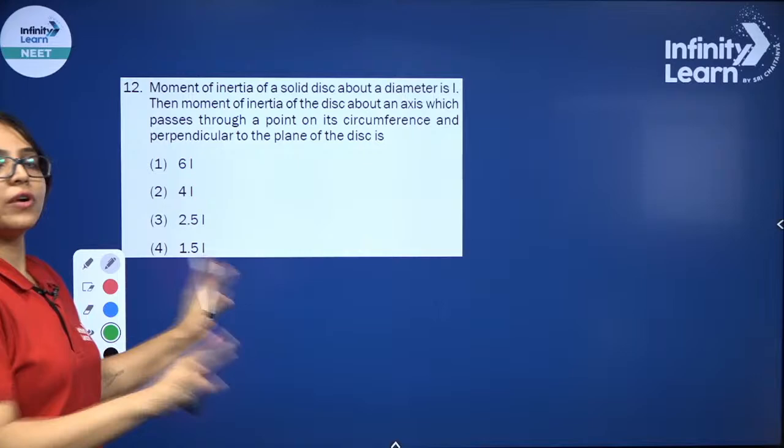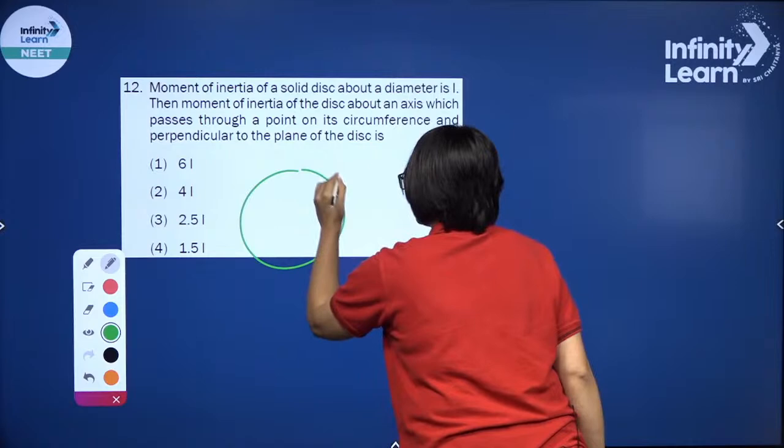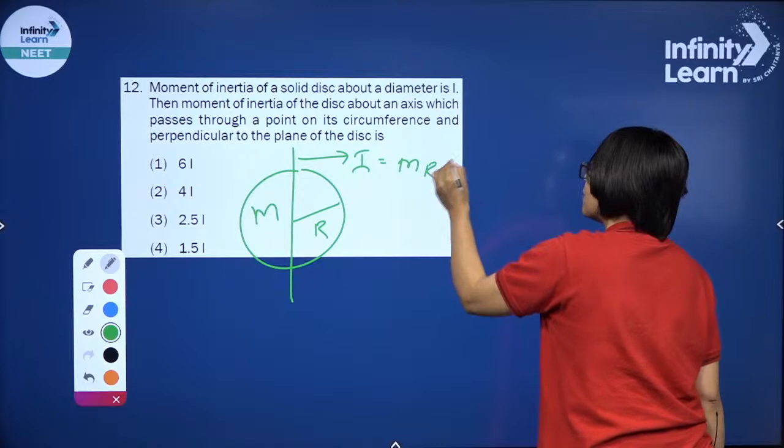चलो आगे बढ़ते हैं क्वेश्चन नंबर 12 की तरफ. मोमेंट ऑफ इनर्शिया ऑफ अ सॉलिड डिस्क अबाउट अ डायमीटर इज I. ये सॉलिड डिस्क है, उसके डायमीटर के अबाउट मोमेंट ऑफ इनर्शिया I है. अगर मैं R रेडियस ले लूं, M मास ले लूं, तो I किसके बराबर हो जाएगा? MR स्क्वायर बाई 4, है ना. डायमीटर प्लेन में है बेटा एक्सिस, तो इट इज MR स्क्वायर बाई 4.